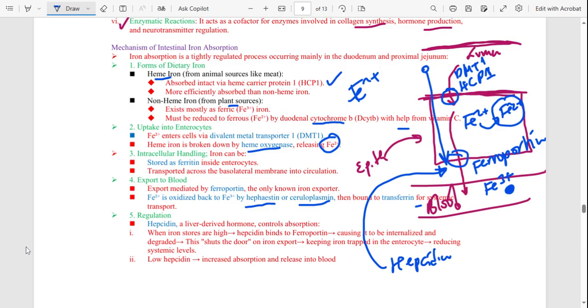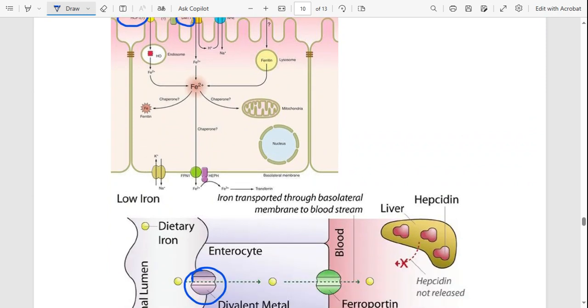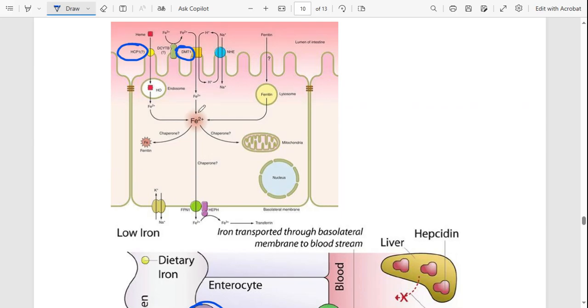And that is how regulation happens. Please take note of that. So you can see what we have just been talking about. This iron that is here can be stored as ferritin. It can go to be used in the mitochondria as a cofactor and many other functions, or it can pass through this ferroportin. You can see still iron 2 plus, and then to be now converted to iron 3 plus, and then bound to transferred by transferrin.